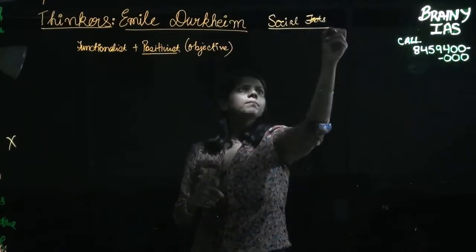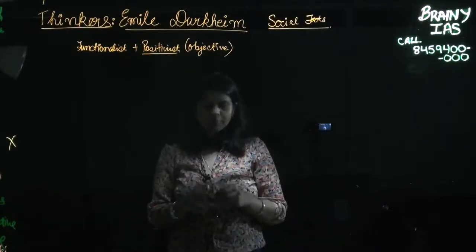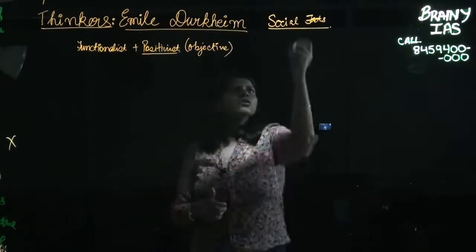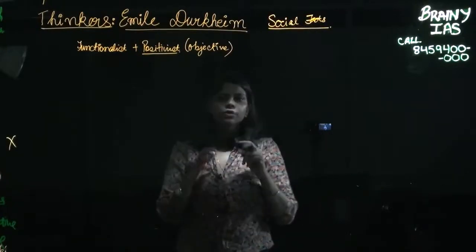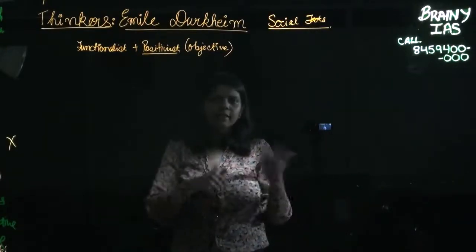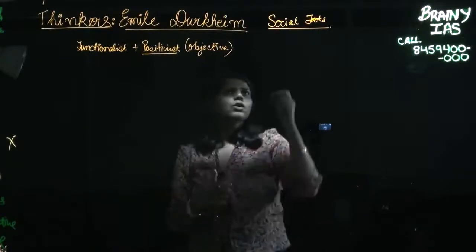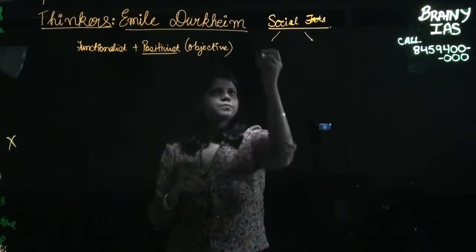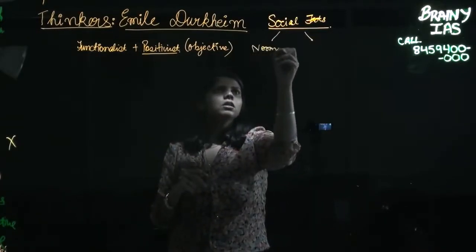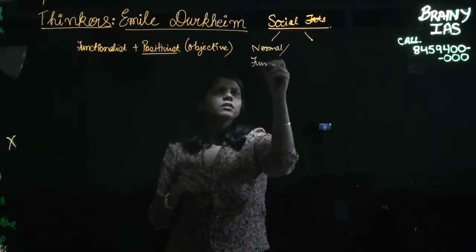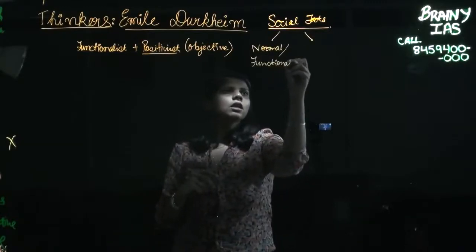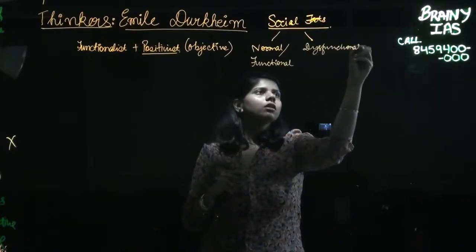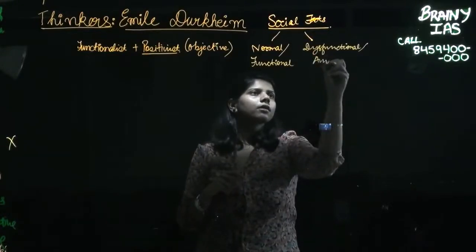According to Durkheim, social facts form the subject matter of sociology. So what are social facts? Social facts basically are those facts which happen to have a bearing in society. So according to him, there are basically two types of social facts: normal or functional, and dysfunctional or anomic.